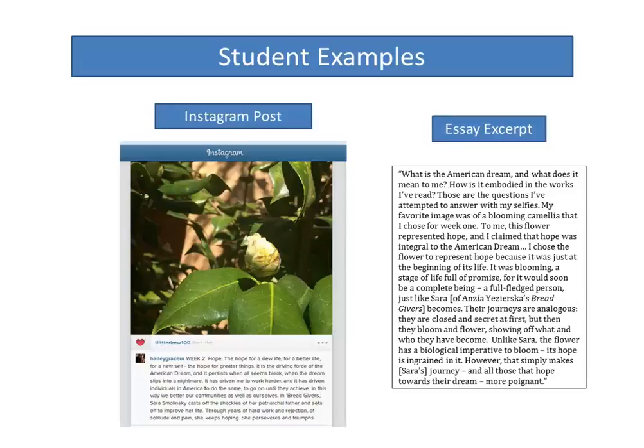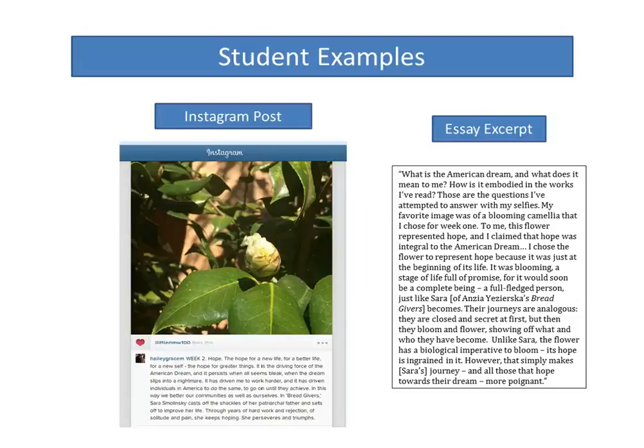This image shows a flower about to bloom. In her corresponding essay, the student elaborates on her post, writing, what is the American dream and what does it mean to me? How is it embodied in the works I've read? Those are questions I've attempted to answer with my selfies. My favorite image was of a blooming camellia that I chose for week 1. To me, this flower represented hope, and I claimed that hope was integral to the American dream.